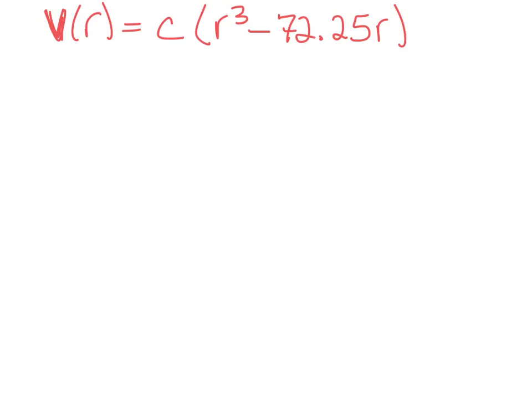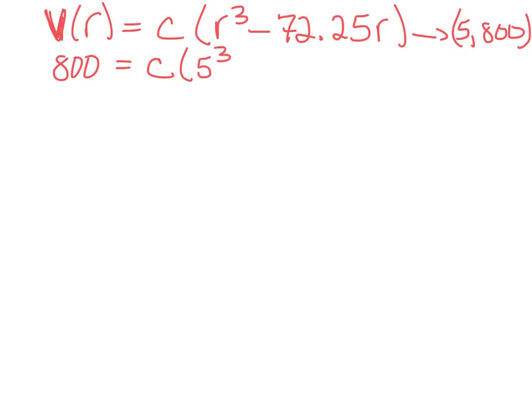So what I chose was the point 5, 800. That's my maximum, and that was the point that I decided to put in. So 800 is my y value, so I'm going to plug that in here. I don't know what C is, that's what I'm trying to find out. So I'm going to put in 5 cubed minus 72.25. That value is going to be multiplied by 5. And then I'm just going to take my handy-dandy little calculator here, and I'm going to work that all out.